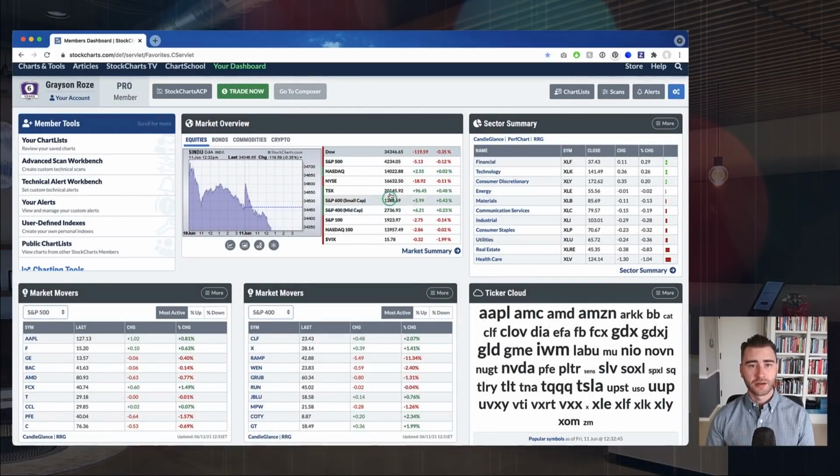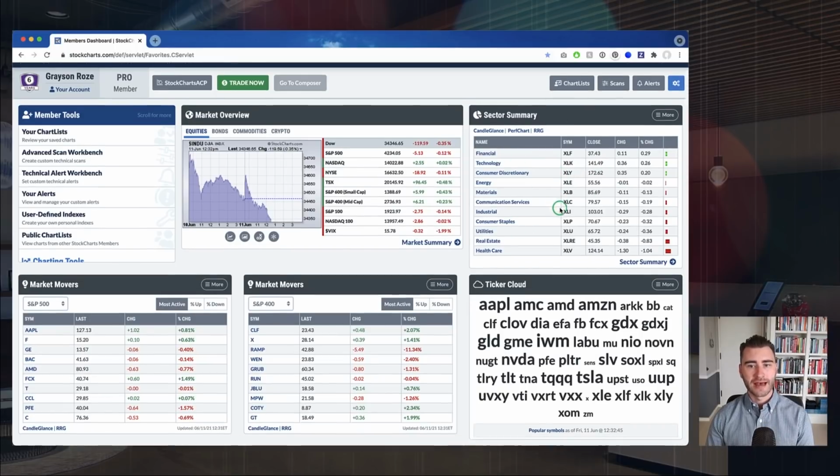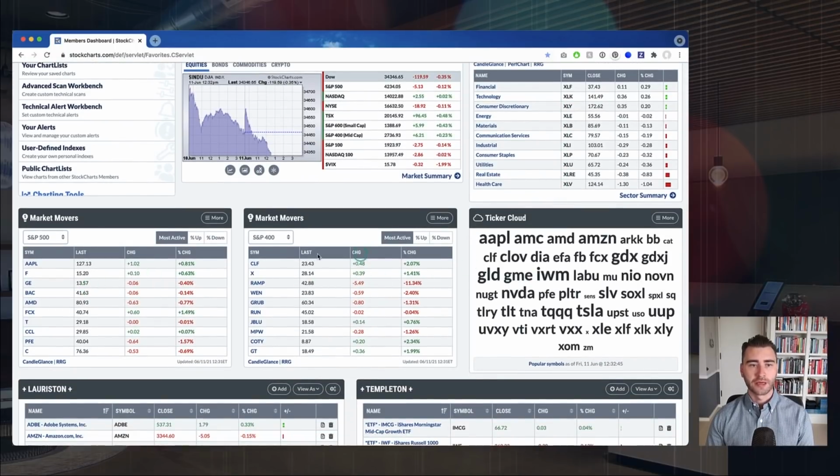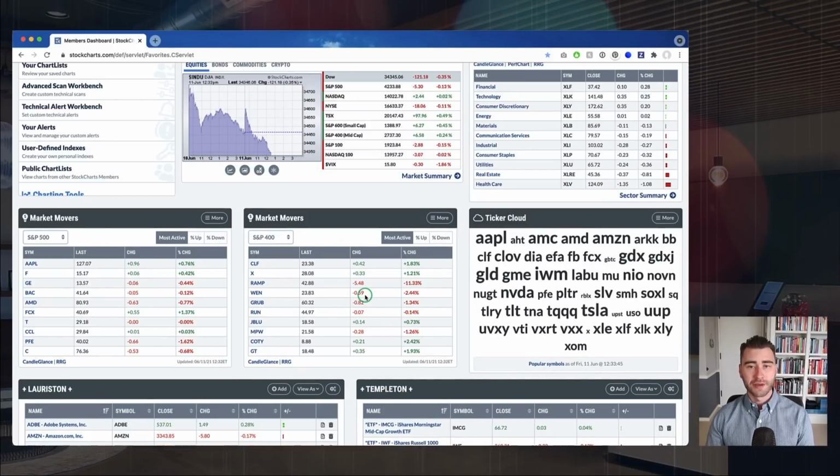Now, in my case, I've set up the market overview in the middle. I've got the sector summary to the right of that. And then I have some of the market mover panels below that. So I've got the S&P 500, large cap index, the S&P 400, mid cap index. And then I have the ticker cloud, which is some of the most popular symbols on StockCharts.